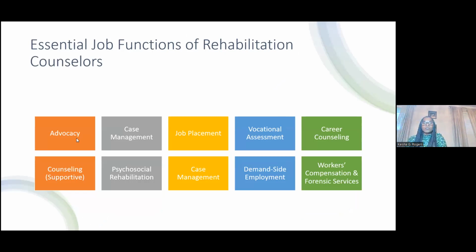So when we look at the essential job functions of a rehabilitation counselor, advocacy is key. That is the first thing. That's something that we learn in our master's program. That is also something that we learn in our work with clients, helping them learn how to advocate for themselves. So for example, advocacy may look like an employer or a teacher that may need to be educated about the needs of someone who's recovering from a brain injury or someone with a behavioral condition. So job modifications may be necessary.